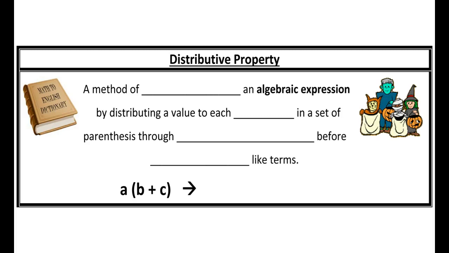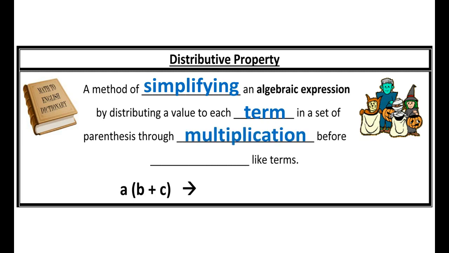Combining like terms falls under a very general skill that some people will call simplifying. Another skill that falls under that category of simplifying an algebraic expression is the distributive property. The distributive property is a method of simplifying an algebraic expression by distributing a value to each term in a set of parentheses through multiplication before combining like terms. So this is a step that we would do before we combine like terms.